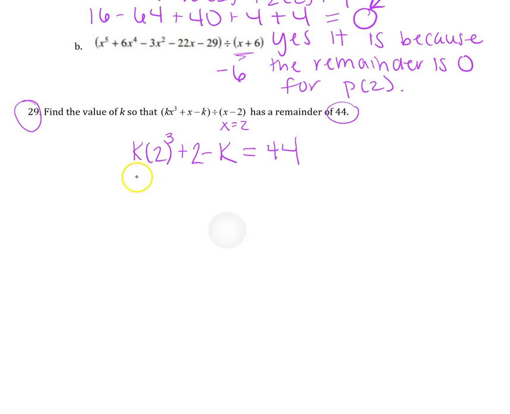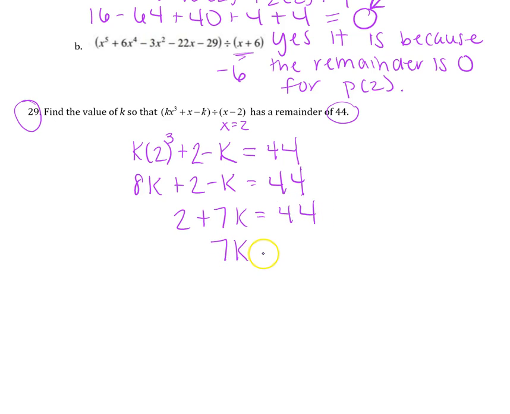So 2 cubed is 8. Okay, and then from here it's really just a solve for k. So I've got 2 plus 7k is equal to 44. 7k is equal to 42. So divide by 7, k must equal 6.